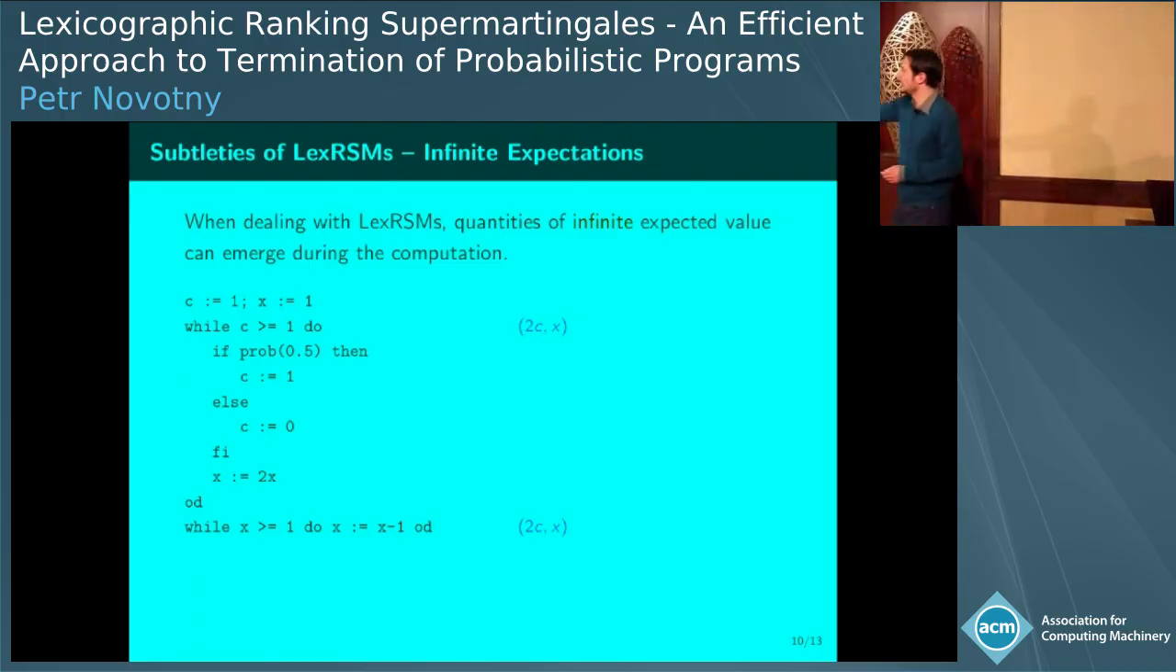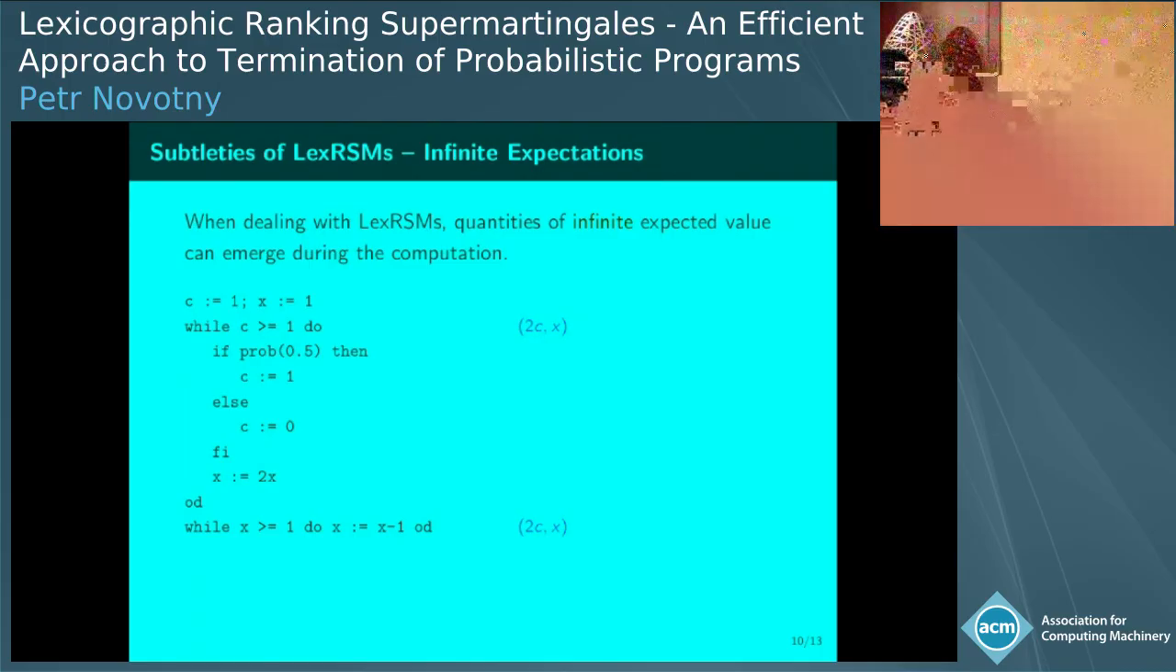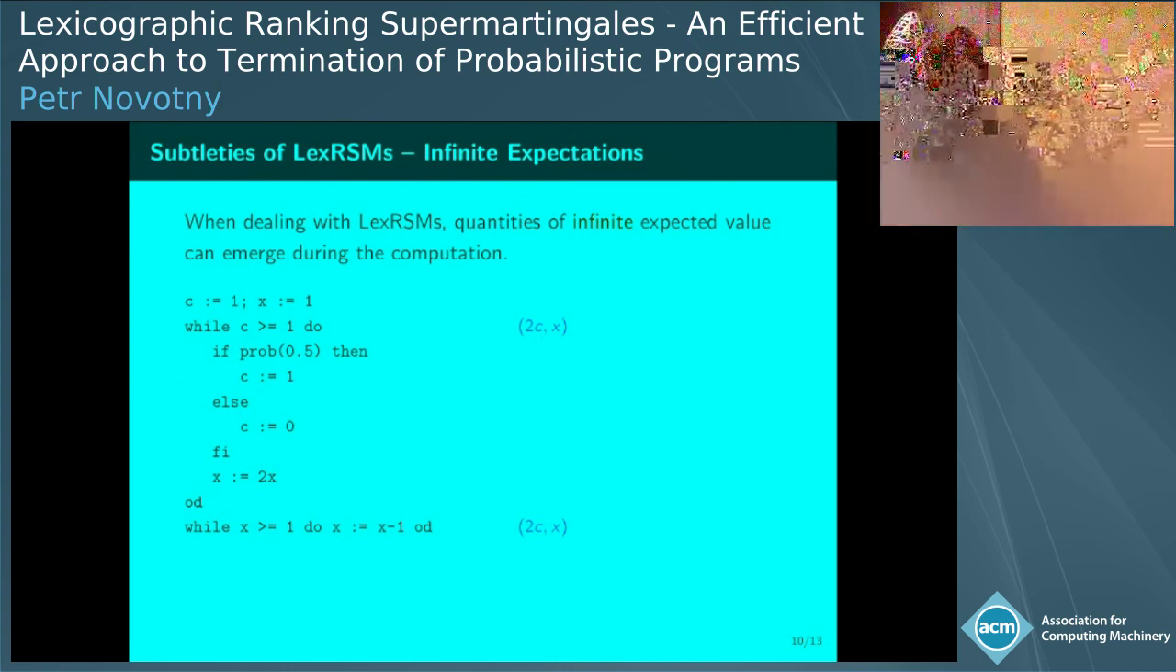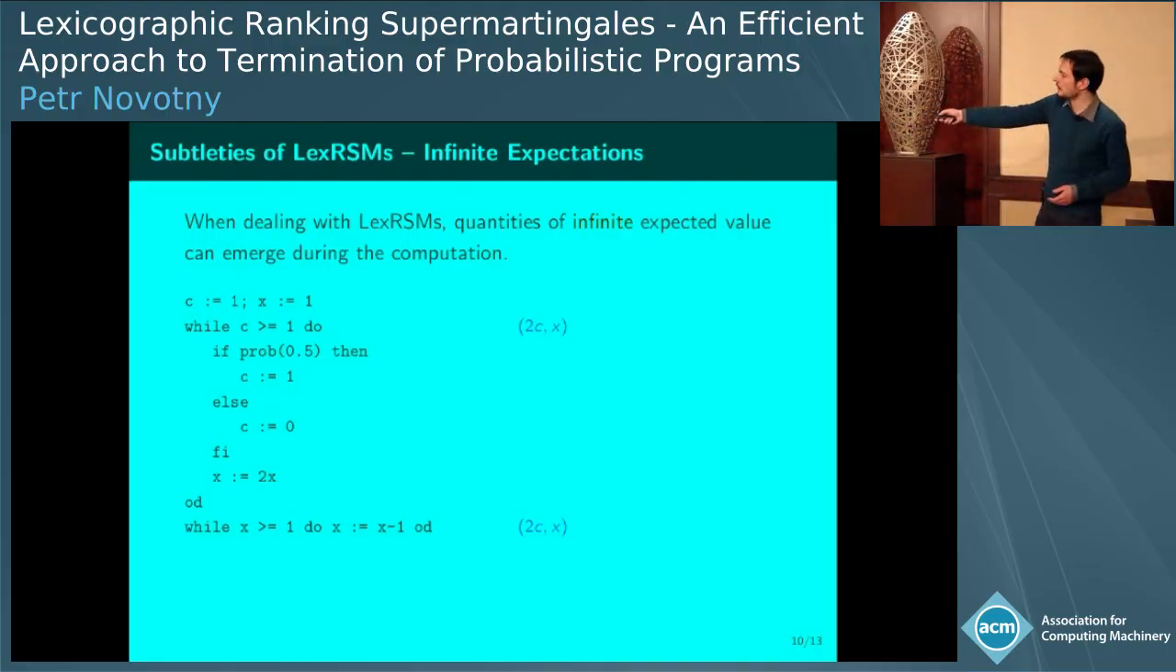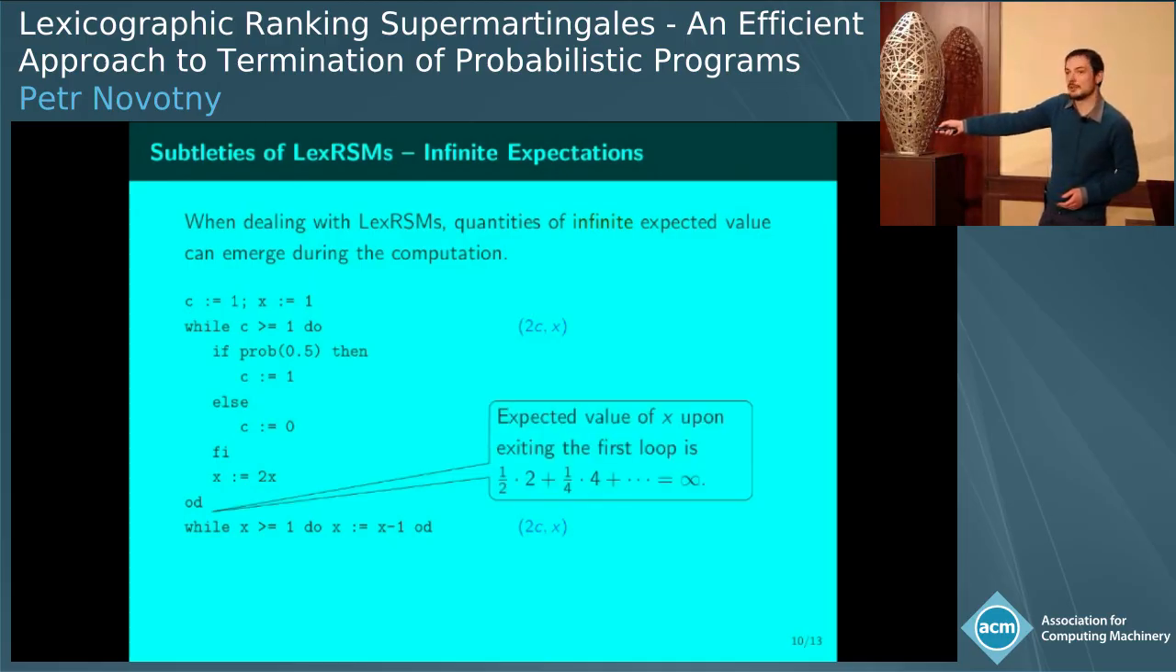So here we have simply two consecutive while loops. And the first while loop is such that the number of iterations we spend in this while loop is geometrically distributed, because we basically wait for the first time when C is set to 0, and this event is controlled by a fair coin flip. But at the same time, in each iteration of this loop, the value of x is doubled. And this means that the expected value of variable x upon exiting this first loop is infinite, right?